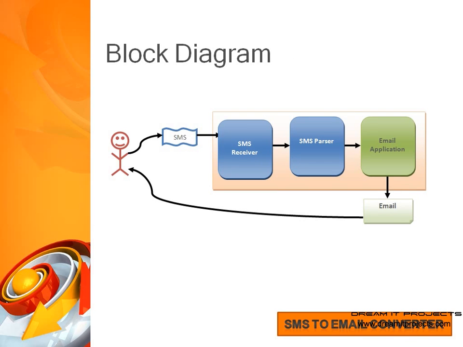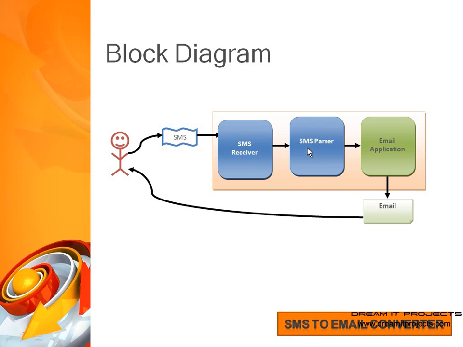Now let's see the block diagram of this project. Basically the user will send an SMS. This SMS will go to an SMS receiver. While implementing this project, it will be a GSM modem, but in real life it will be an SMS gateway. The SMS receiver then forwards the message to the SMS parser.